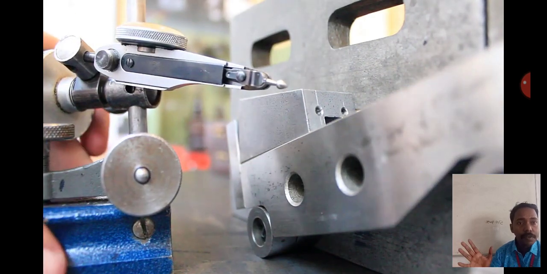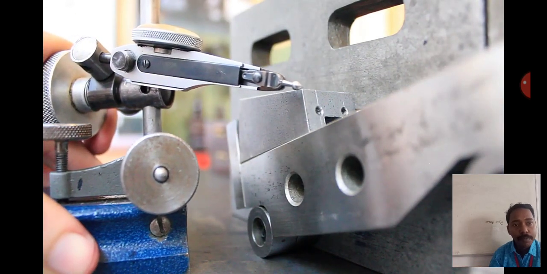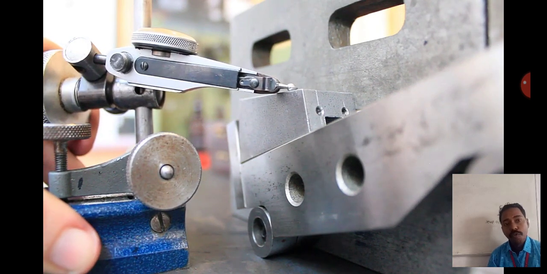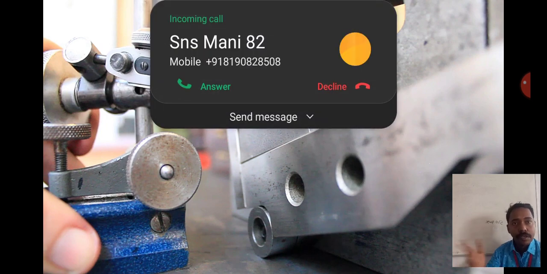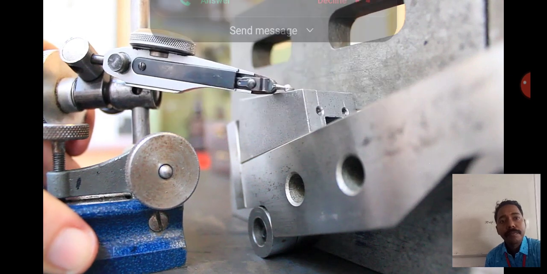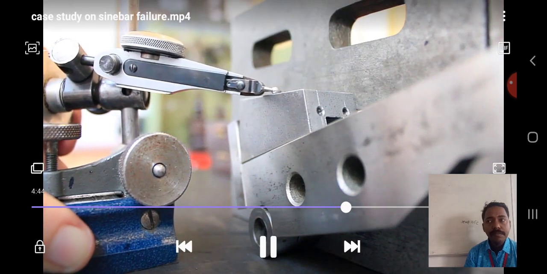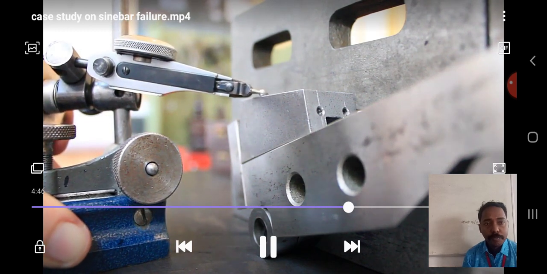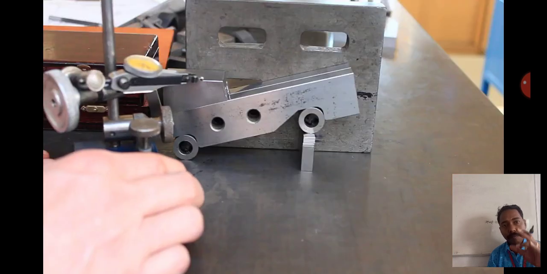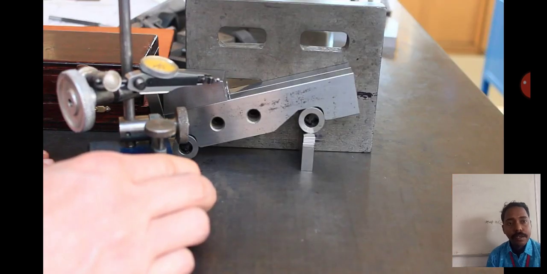For some sine bar ranges the height is measured by this method, and some of the methods follow slip gauge methods. Both are mainly used in systems. That is also very important in the sine bar rollers.